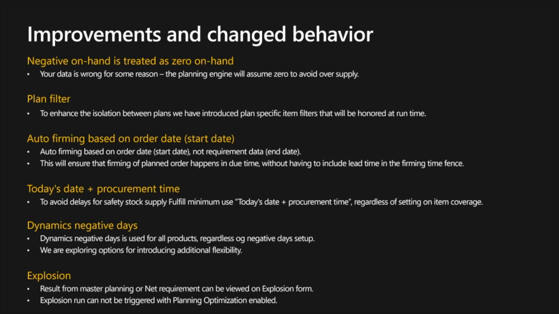The next thing is actually, you could say, a new feature, the plan filter. So basically to isolate between plans, we have introduced a plan-specific filter that will be honored at runtime. This means that with planning optimization, you have two ways to apply a filter. You can apply it directly to a plan that is saved and used every time. And on top of that, you can have your normal runtime filter, which is what you used to have prior to this.